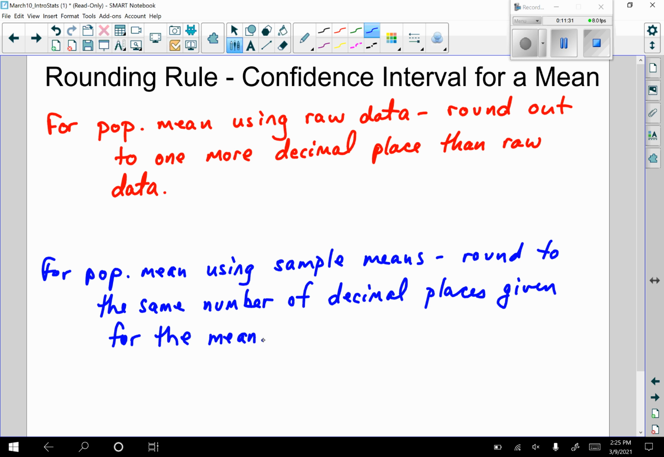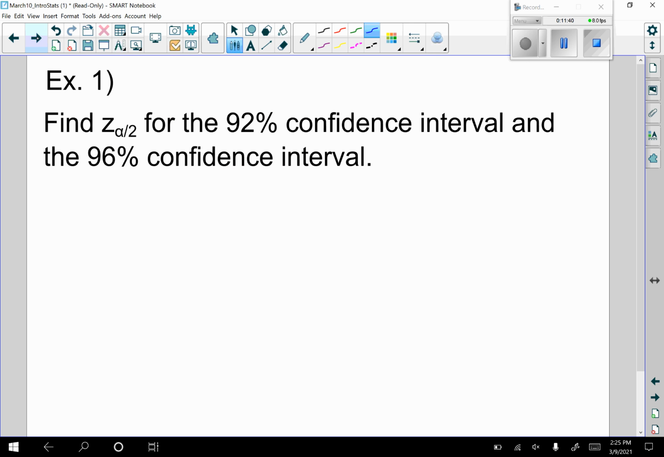All right, so we're going to go through 3 examples. Our first example is just a straightforward calculation for different percentages for confidence intervals. We want to find z sub alpha over 2 for the 92% confidence interval. So we'll do that first.